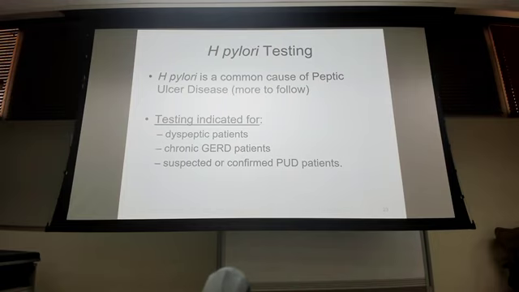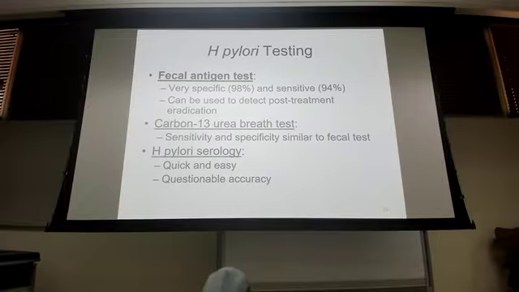We talked about the testing. In patients with dyspepsia, chronic GERD, or suspected or confirmed peptic ulcer, we're going to test them. Fecal antigen or urea breath test is preferred because they're very specific and very sensitive. That means if it's positive, it is a disease process and it tells us specifically which one it is. Serology is less accurate, and after we treat, we retest, preferably with the same testing method.